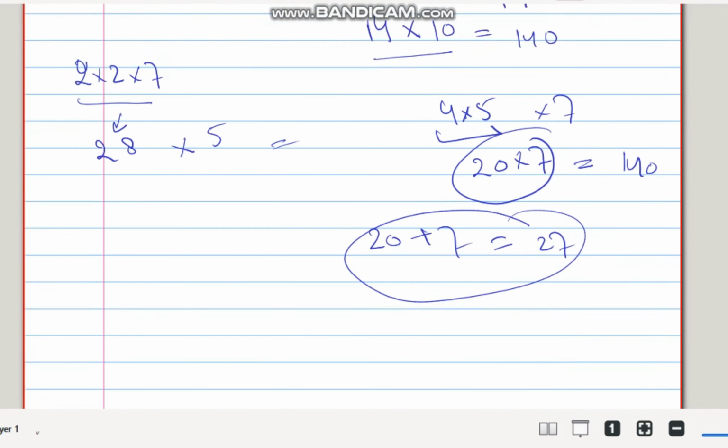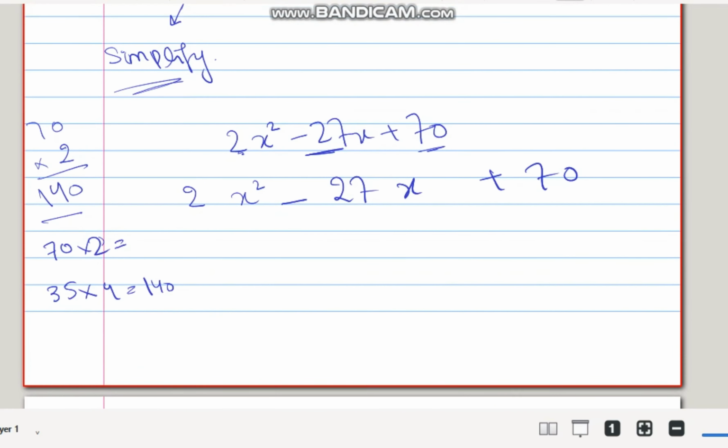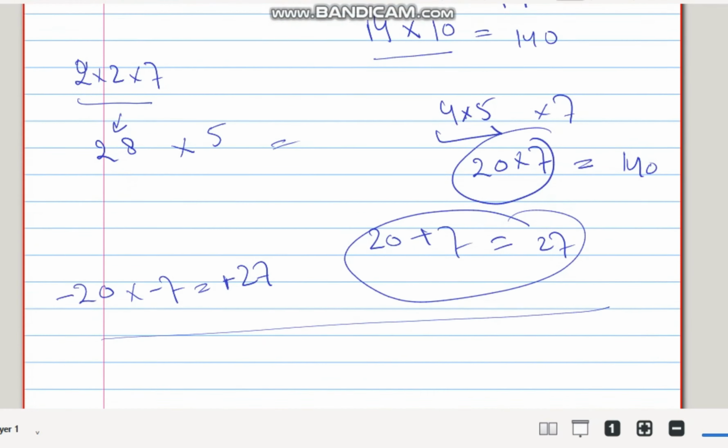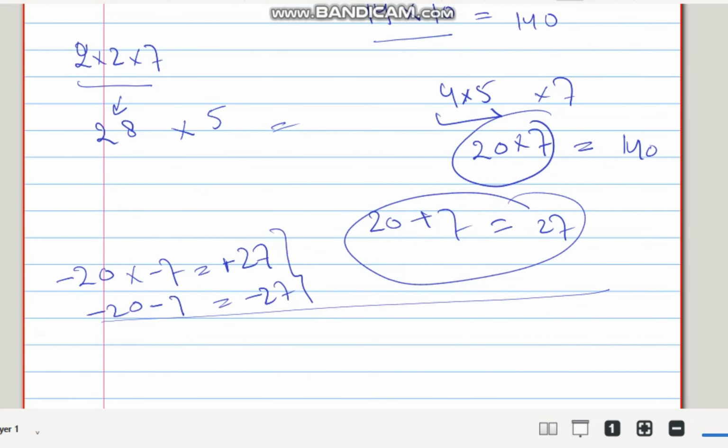Now move back to our question. If we add minus 20 and minus 7, we will get minus 27. Okay, plus 27, sorry. We will get the plus 27, and if we add minus 20 and minus 7, I will get minus 27. So it's correct, and I want this solution.